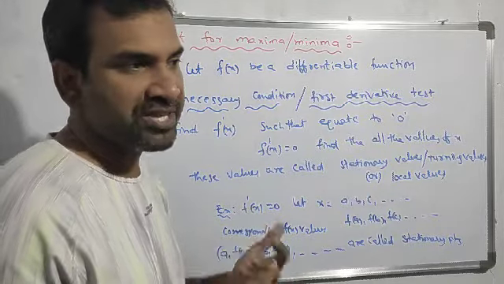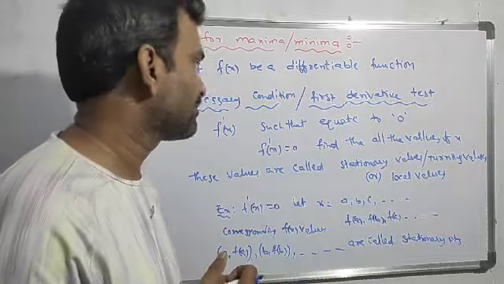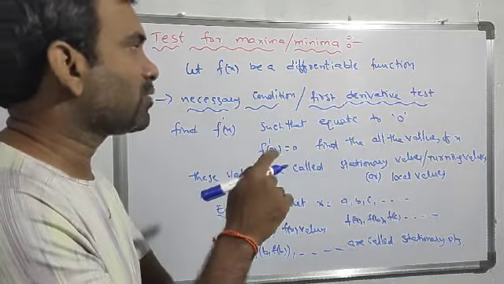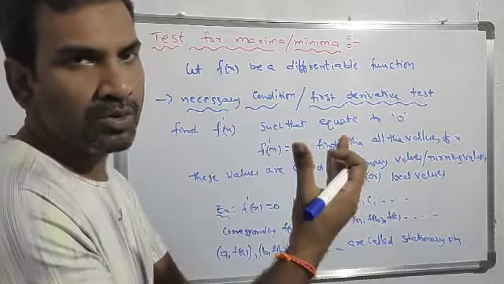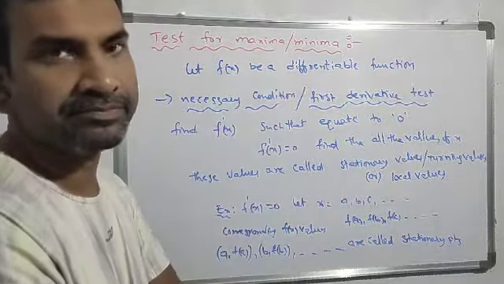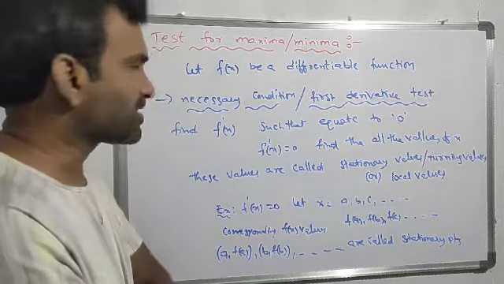So how many stationary values are you getting? First we have to find the stationary values. First we have to complete this first derivative test. In some contents it is also called the necessary condition. Okay, right.